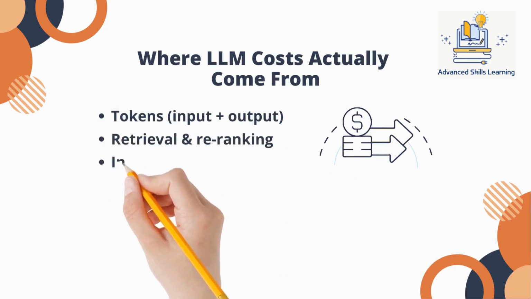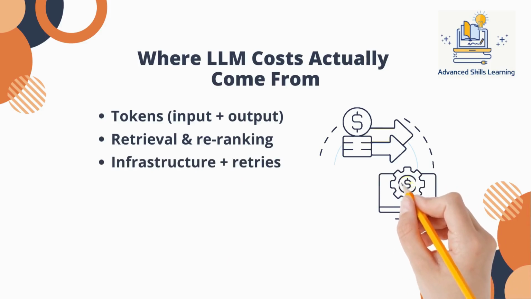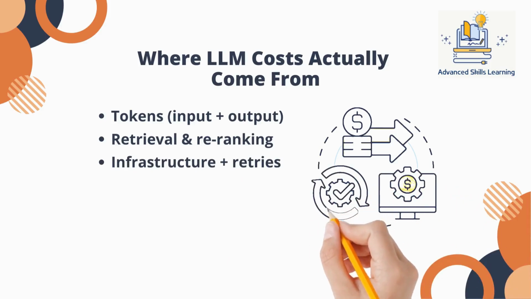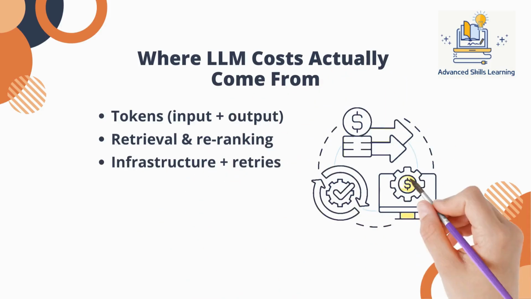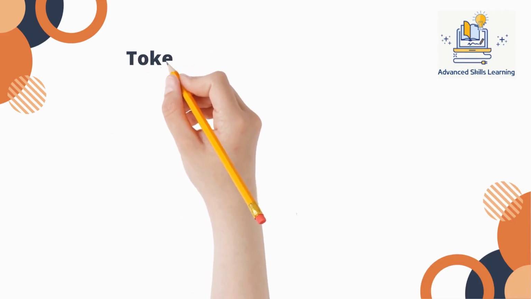What makes this especially dangerous is that these costs don't appear evenly. A small percentage of difficult queries often generate a disproportionate share of total spend. Without guardrails, these edge cases dominate your cloud bill while remaining invisible during testing.